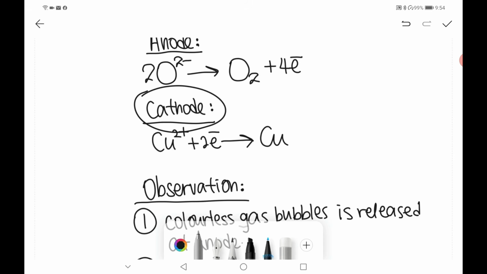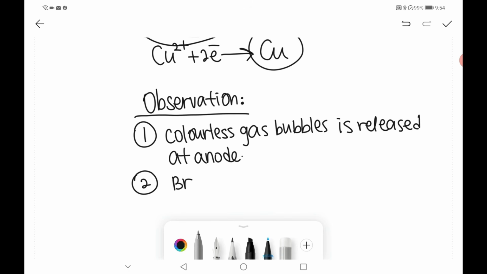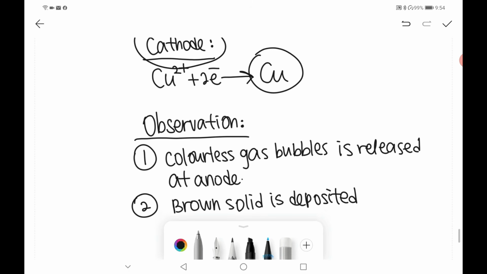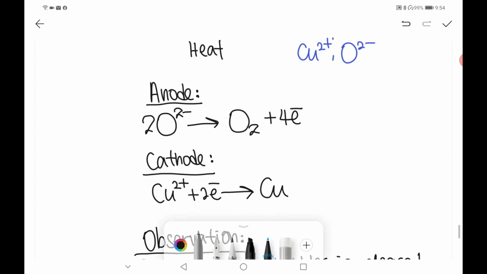So the next one. What about cathode? At the cathode, the final product is copper. Copper is a metal, and for metal, you will see solid. What is the color for copper metal? Brown. So you will see brown solid. For solid, always use the word deposited. So brown solid is deposited at cathode. But same thing, if you don't write at cathode, it's still okay. You still get your full mark.